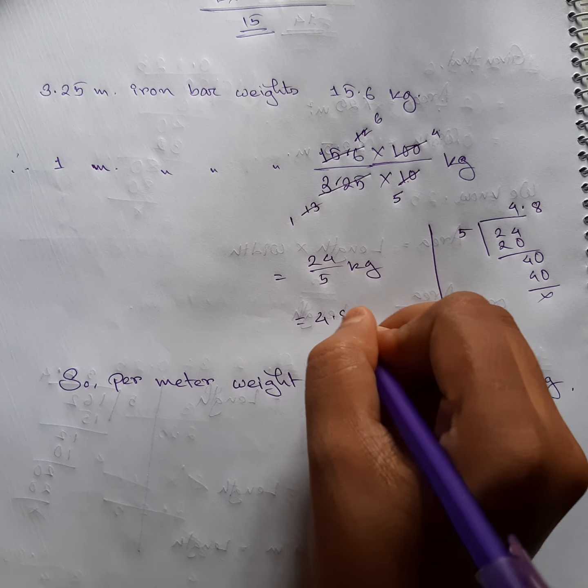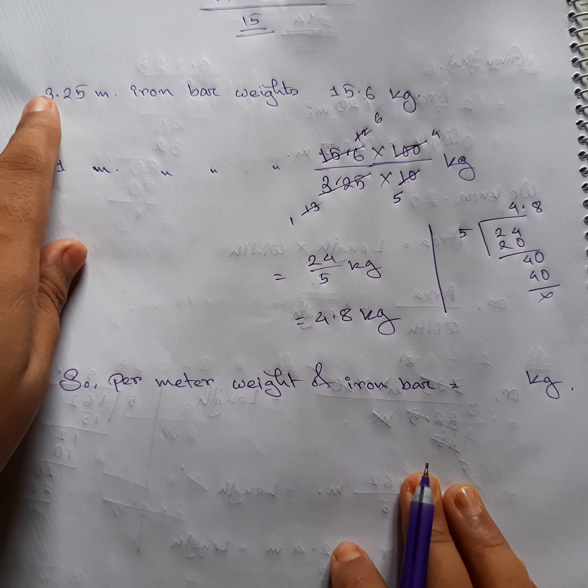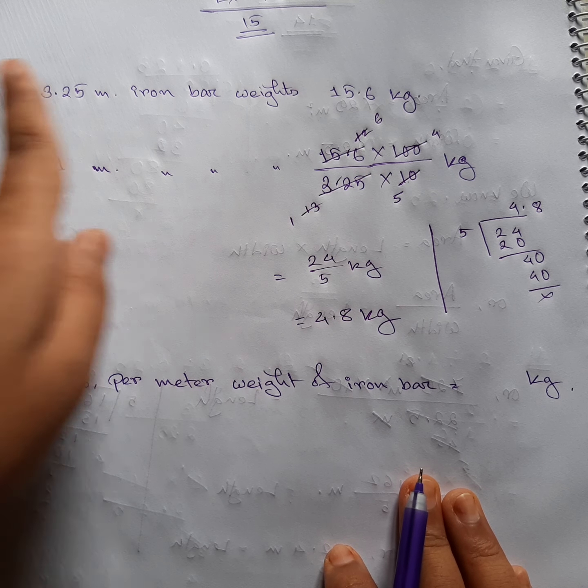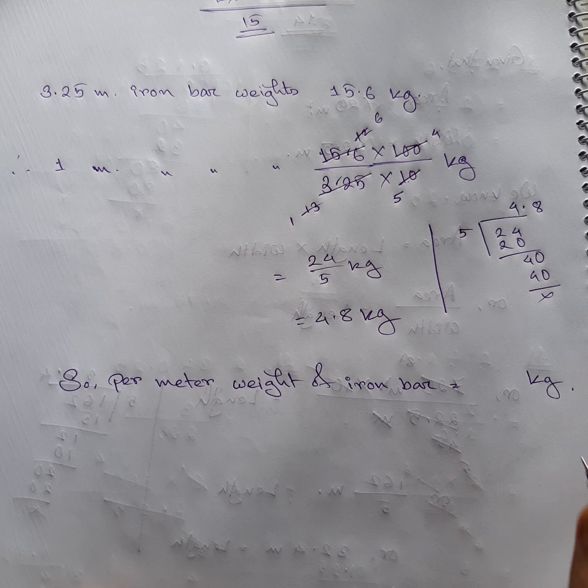It is 4.8 kg. Makes sense, right? 3.25 is 15 kg definitely. Around 3 is 15 kg, around 1 will be 4 kg. Okay, it's pretty simple math.